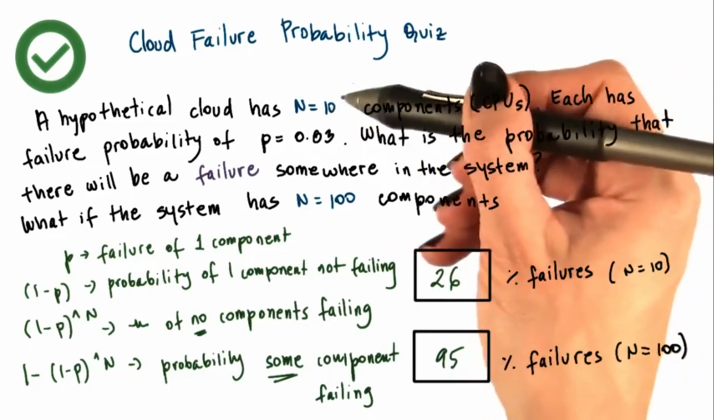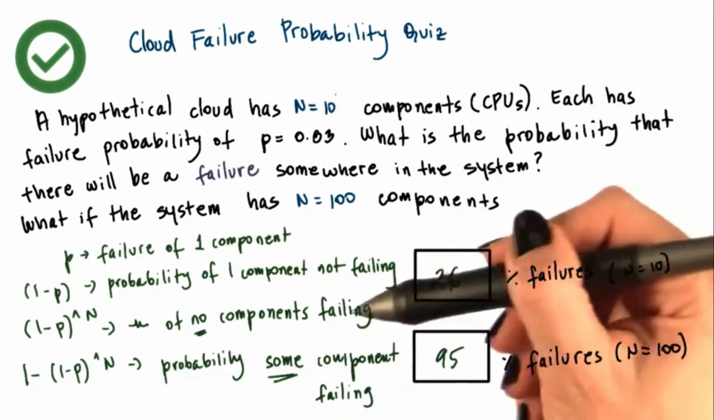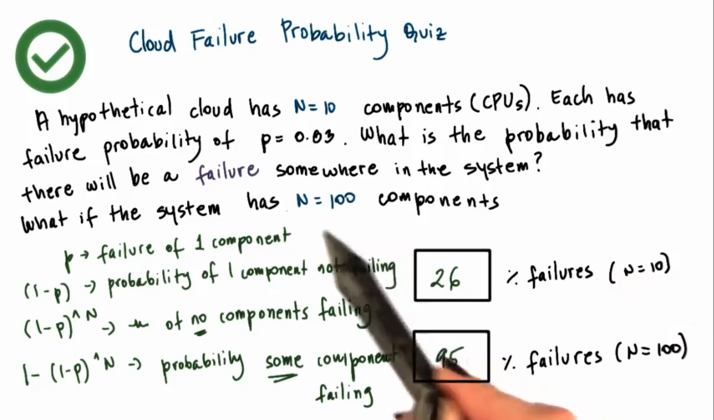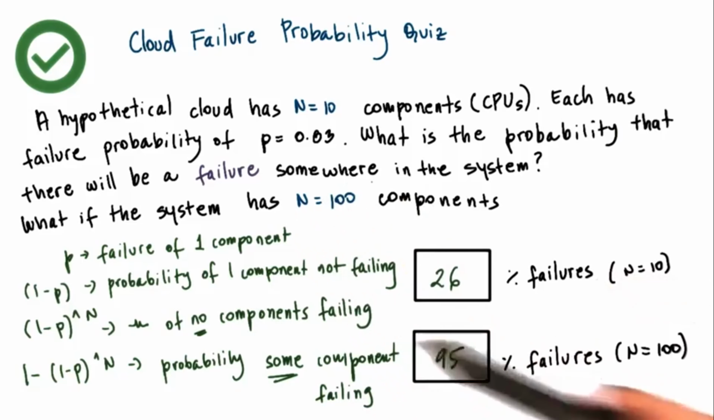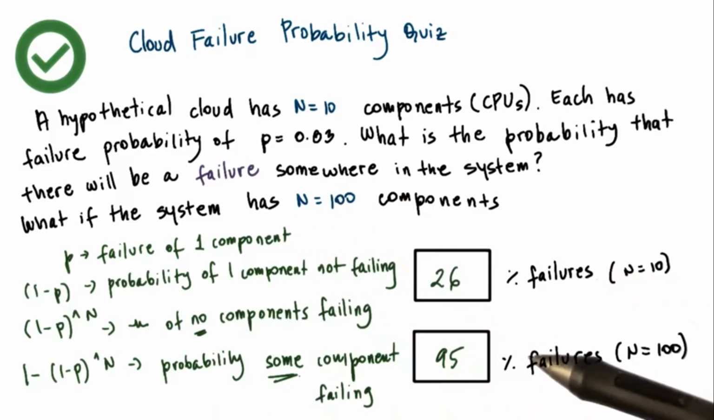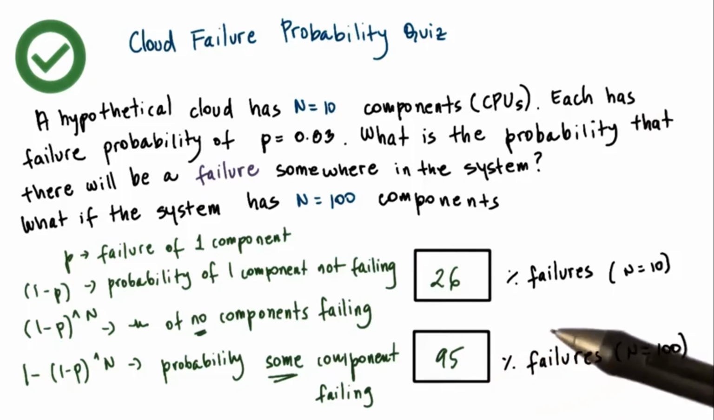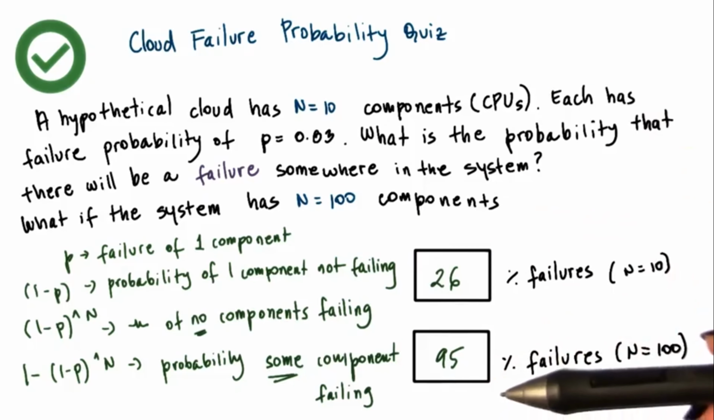there's a 3% chance of something failing, and you have 10 components. If you do this math, you have a 26% chance that something will go wrong. If you increase the scale and your n becomes 100, then if you do this math, you'll realize that with this higher probability of failure, 95% of the time you will have a failure at some point.